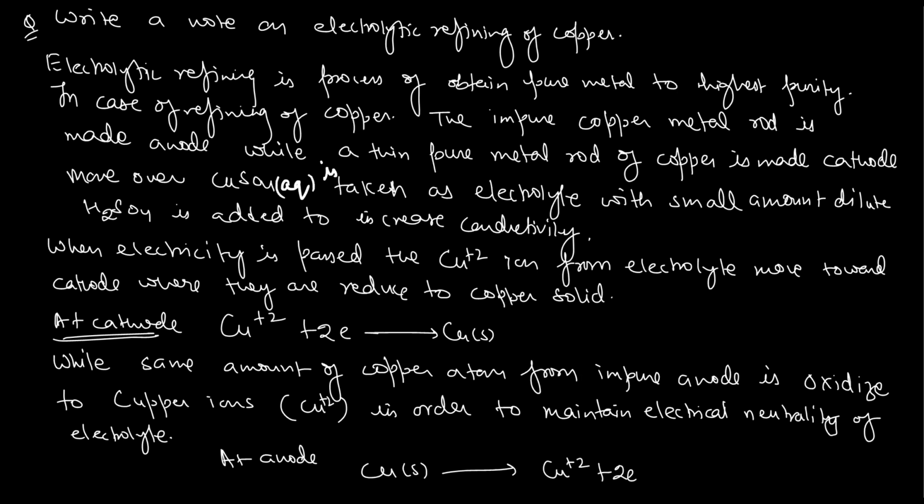Sir, is the process of obtaining? It is a process of obtaining pure metal to the highest purity. Obtaining. This is obtaining.